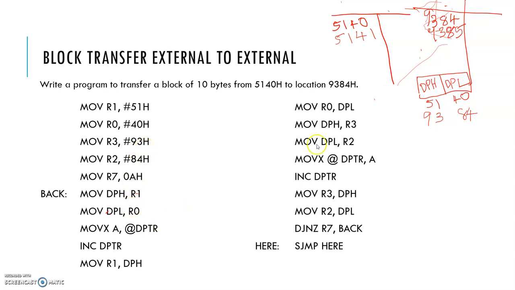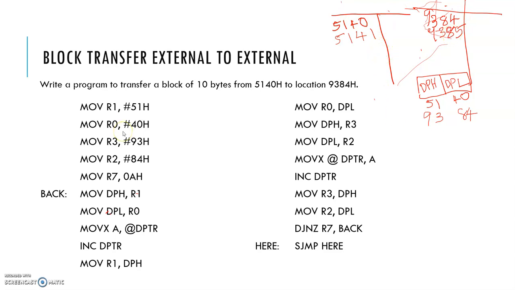We transfer the data from accumulator register to the destination location, and then increment the DPTR so that it points to the next destination location, and the value in DPH is moved to R3 and DPL is moved to R2 so that the register holds the address of the next location. And this loop is executed 10 times so that we can transfer 10 bytes from this location.